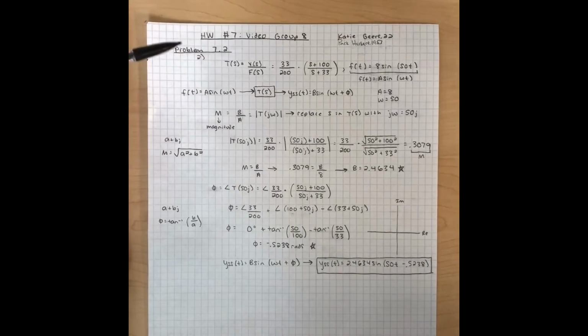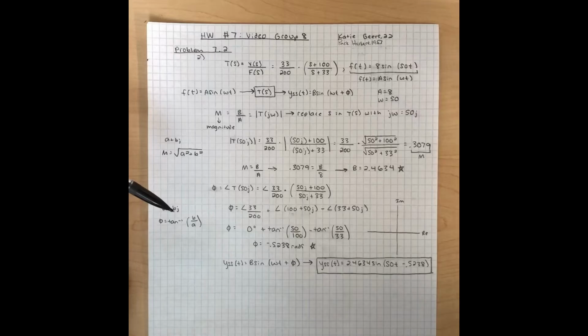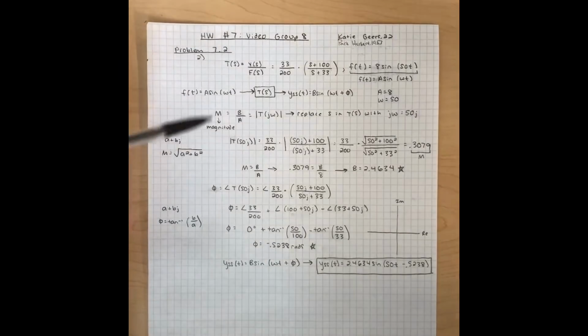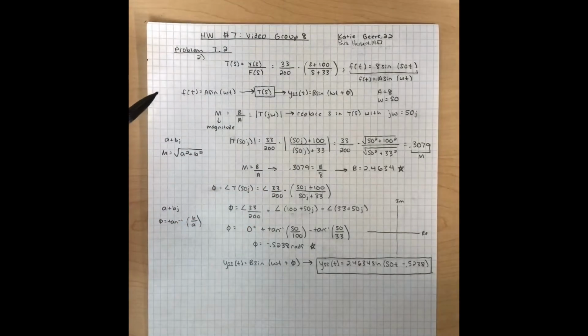You have your transfer function being 33 over 200 times (s plus 100) over (s plus 33), with the input being f of t equals 8 sine 50t. So the input is in the form f of t equals a sine omega t. So a is 8 and omega is 50.